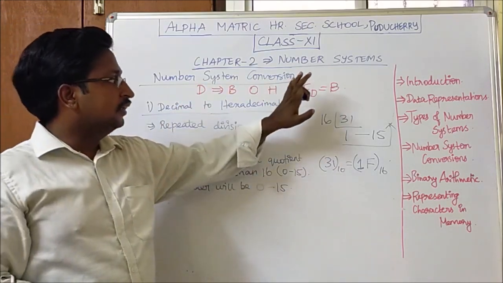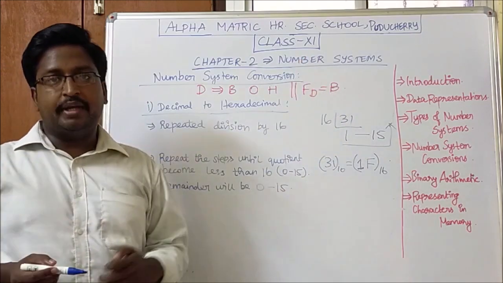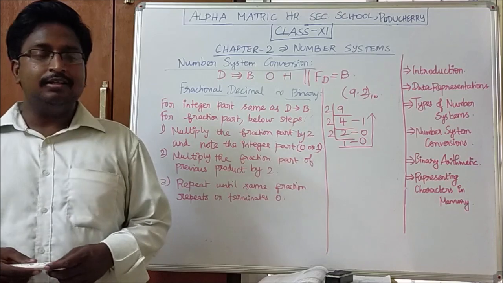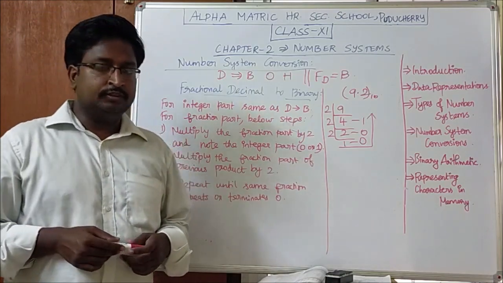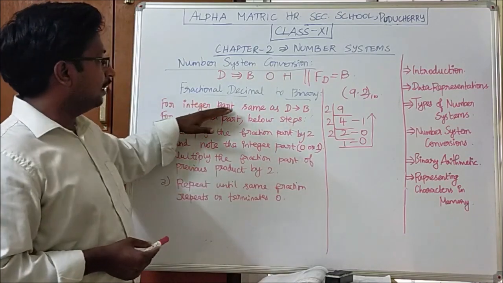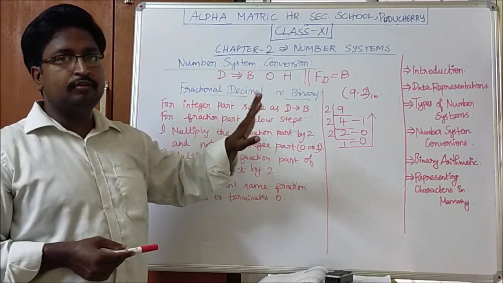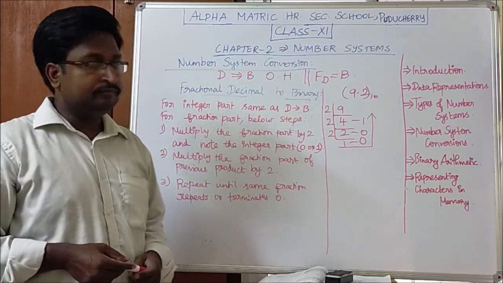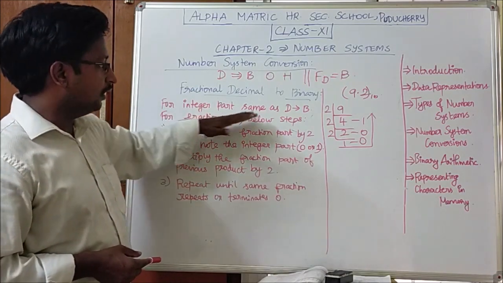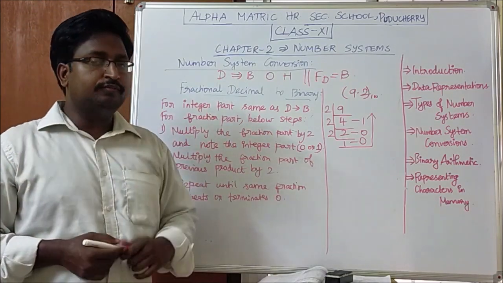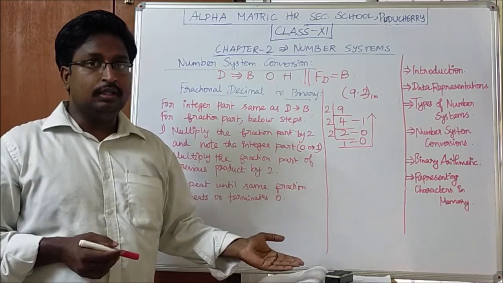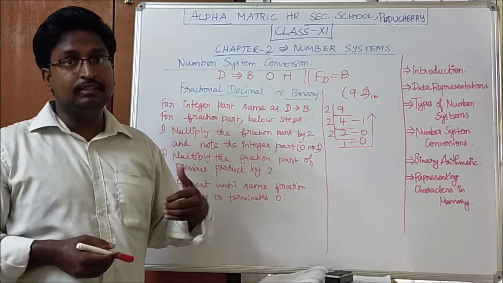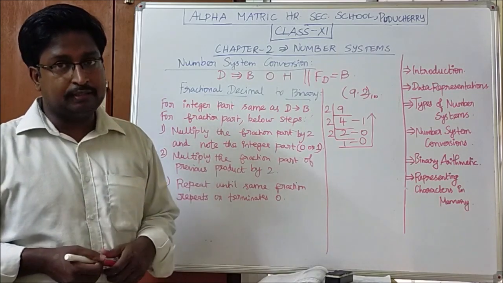Now let us see the fractional decimal to binary conversion. In the integer part, there is no change. We have to follow the same steps as we followed in decimal to binary conversion. In the fractional part, we have to follow the below steps. First, let us go with the example and come back to the steps part, so that it will be easy for you to understand the steps in the fractional part.